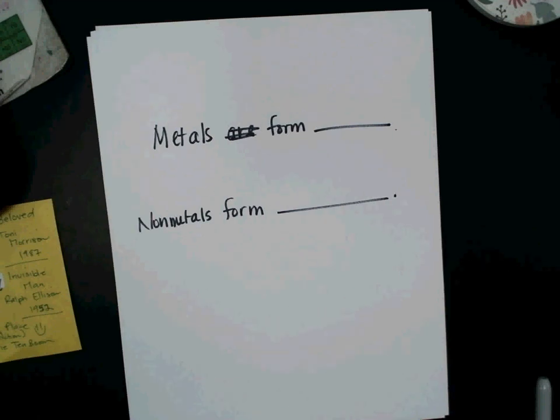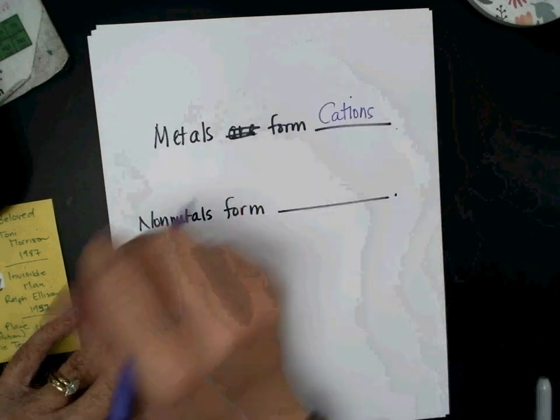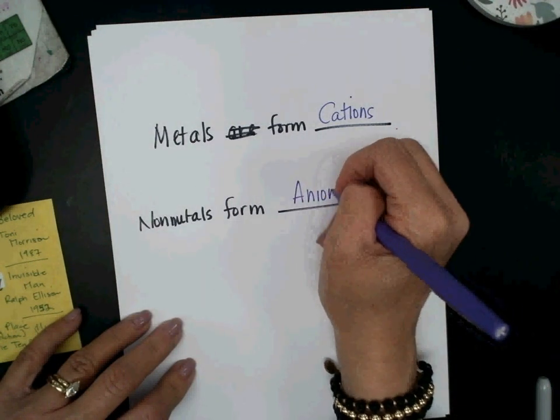Okay. I heard someone say it. I think it was you, Luke. What do metals form? Cations. If you look at where they are on the periodic table, you should be able to figure that out. Which means that nonmetals form anions.